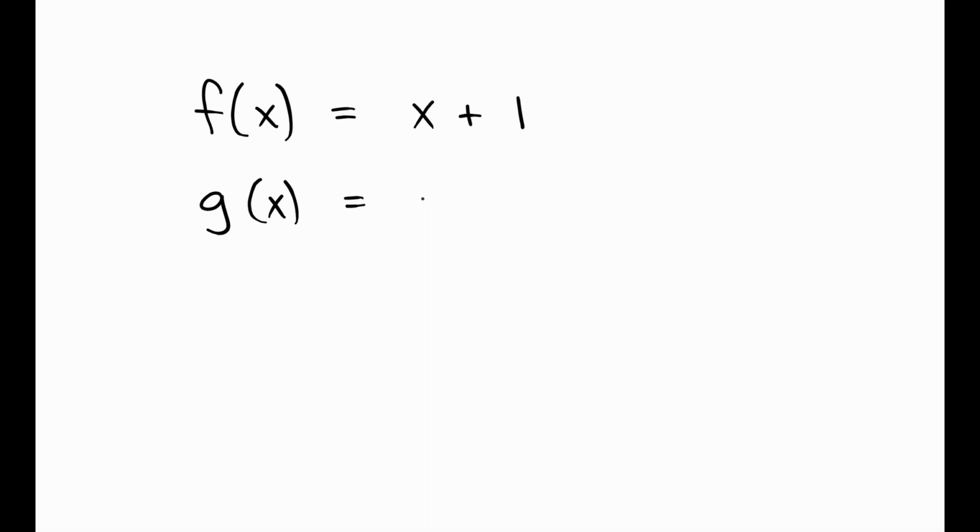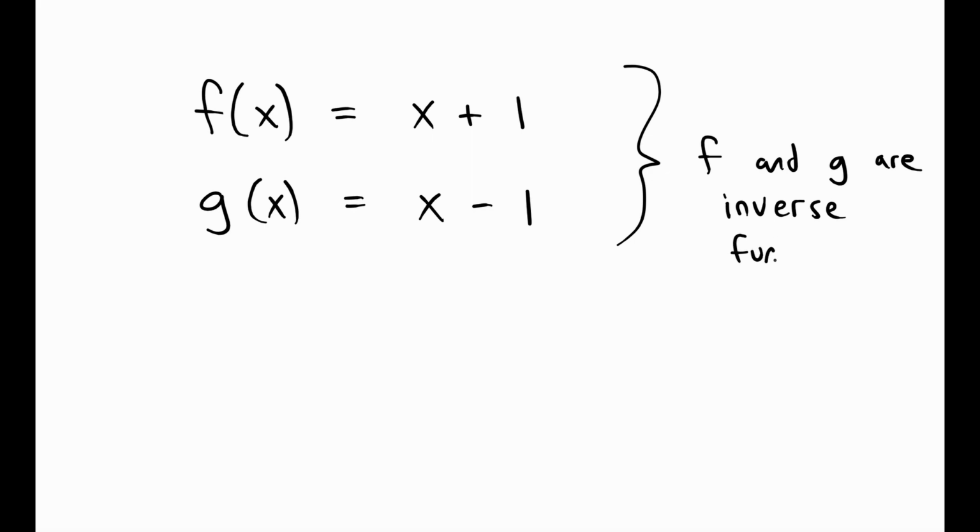Let's say you have a function f(x) equals x plus 1, and another function g(x) equals x minus 1. These functions have a special name. They're called inverses. They are inverse functions, meaning they are like the opposite of each other. They would undo each other.